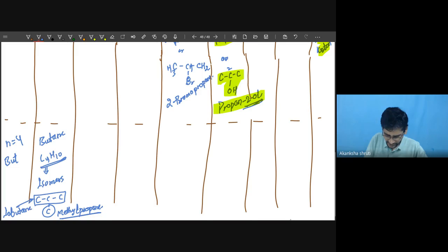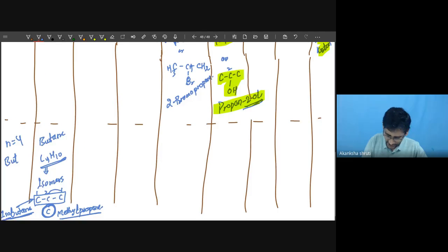Isobutane, because in common name all the carbons are counted, and if the attached group is on the second carbon, say starting from this end, this is the second, or starting from this end, even we are getting this as the second. So if the alkyl group or a methyl group is attached at the second carbon, the word iso is used. So it is called isobutane.